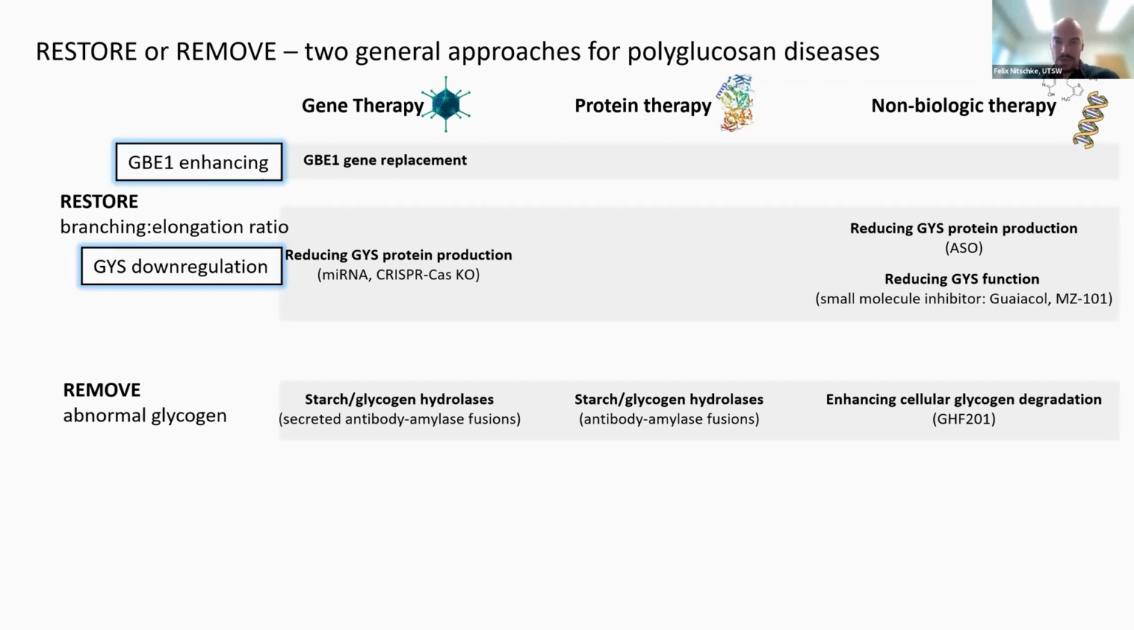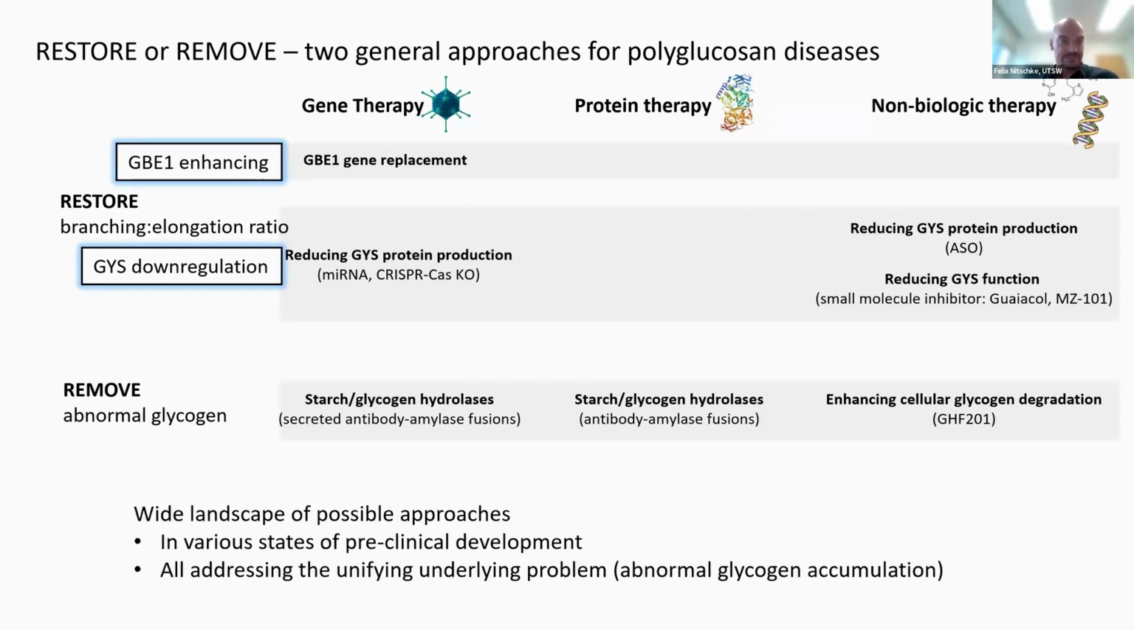In my lab now, we're currently testing an approach where instead of injecting the antibody amylase fusion as a protein therapy, we're providing the cells with the information, again, the blueprint on how to make the protein themselves. This will hopefully lead to a widespread removal of abnormal glycogen.